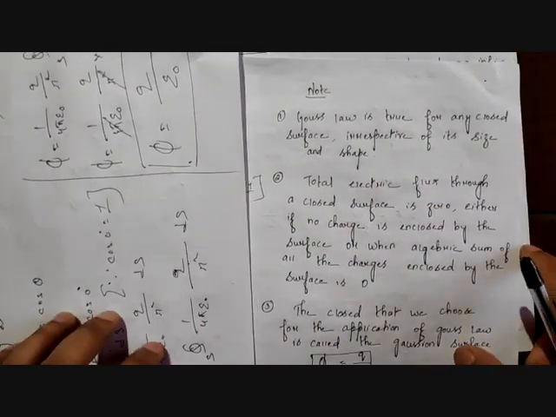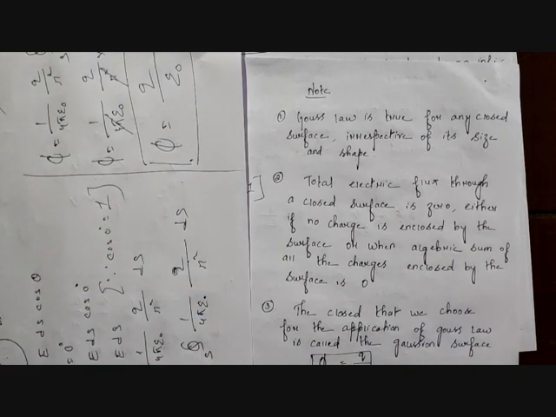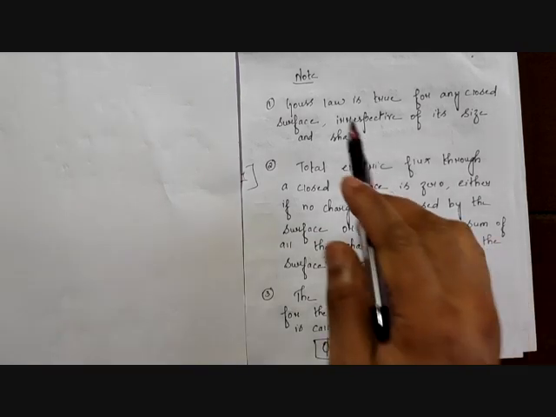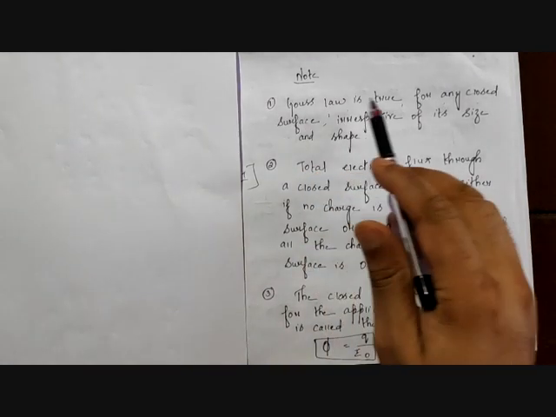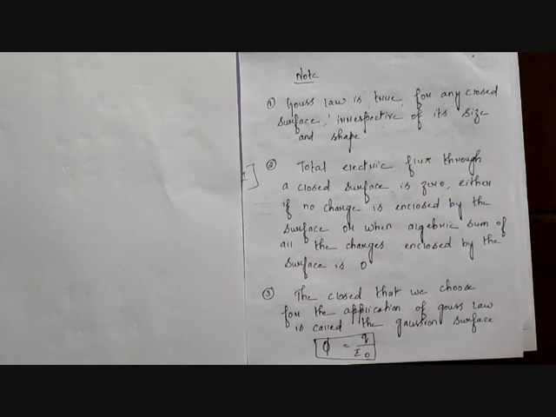See, now there is some condition about Gauss law. Note, Gauss law is true only for closed surface. Only for closed surface, like a 3D surface. As I said, closed surface means 3D surface. Gauss law can be applied. Other surfaces like 1D, 2D surface, Gauss law cannot be applied.